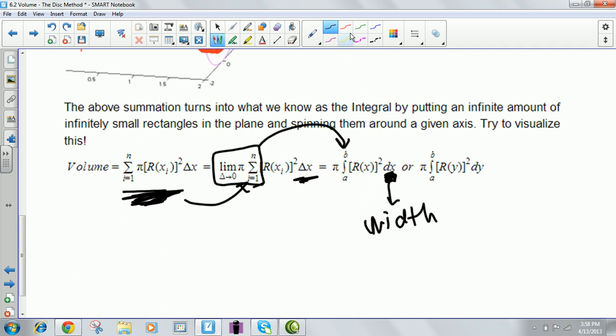And then on here, you notice these two are the same, except the second one has y's, because sometimes you flip it around your y-axis, or your rectangles are perpendicular to your y-axis. So you have those two. So it's pi times the integral of your radius squared times dx or dy, whatever function you're using.